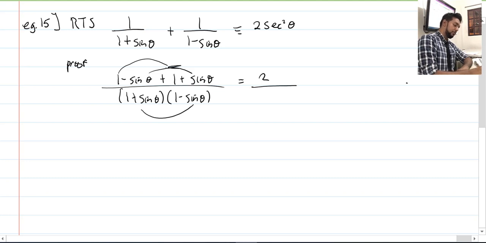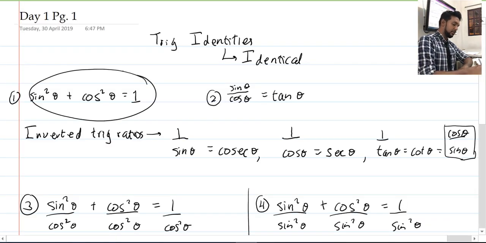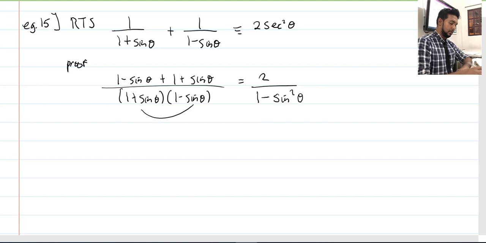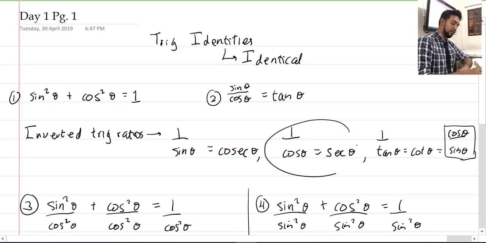Now here, difference of two squares, what would that give us? 1 plus sine theta by 1 minus sine theta will give us a squared minus b squared, right? So 1 minus sine squared theta. Aha! And according to our primary identity, sine squared plus cos squared is 1, if you were to carry sine squared over and have 1 minus sine squared, what would that be equal to? That would be equal to cos squared, so 2 over cos squared theta. And according to our inversion, 1 over cos is sec.